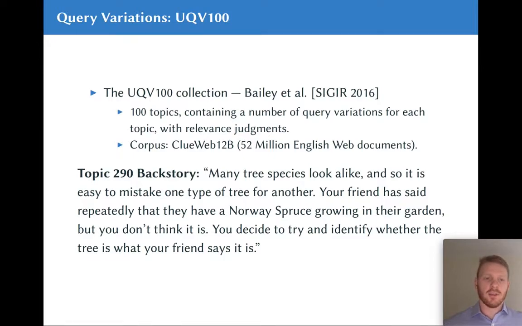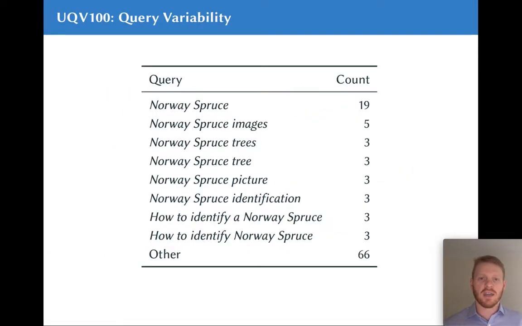For example, take the topic 290 backstory. Many tree species look alike, and so it's easy to mistake one type of tree for another. Your friend has said repeatedly that they have a Norway spruce growing in their garden, but you don't think it is. You decide to try and identify whether the tree is what your friend says it is. So if you show this backstory to crowd workers, you get back a lot of query variations. The most common of these is Norway spruce, but you also see queries such as Norway spruce images, Norway spruce trees, Norway spruce tree, and so on.